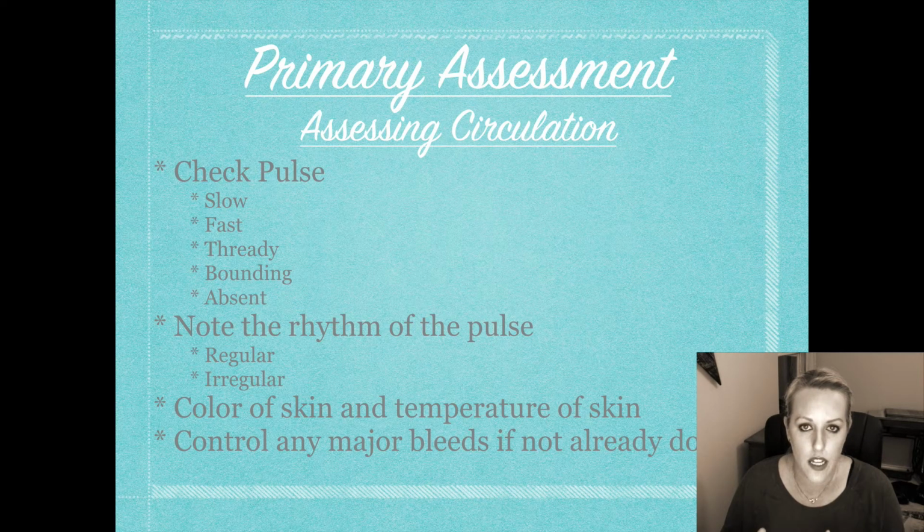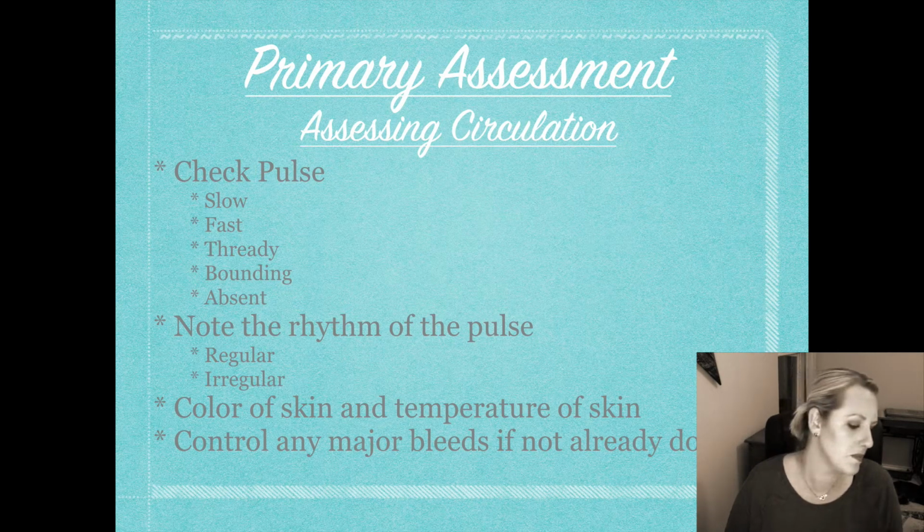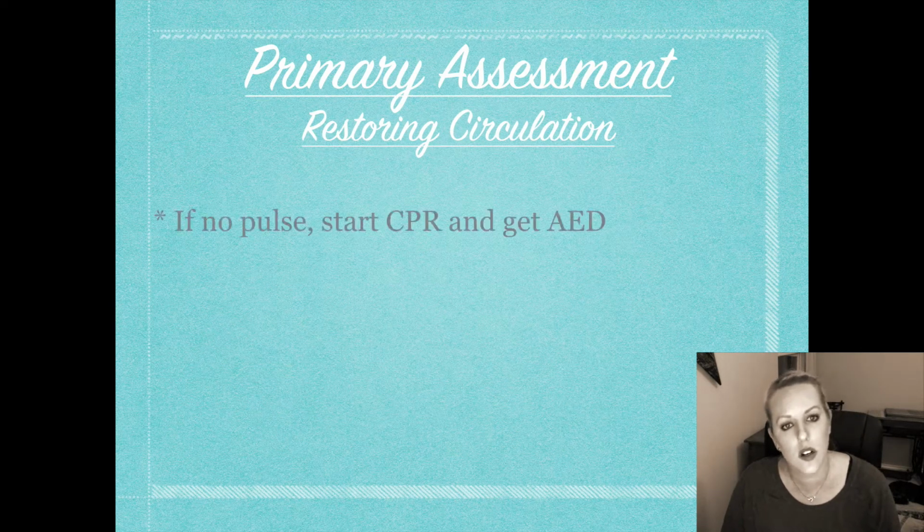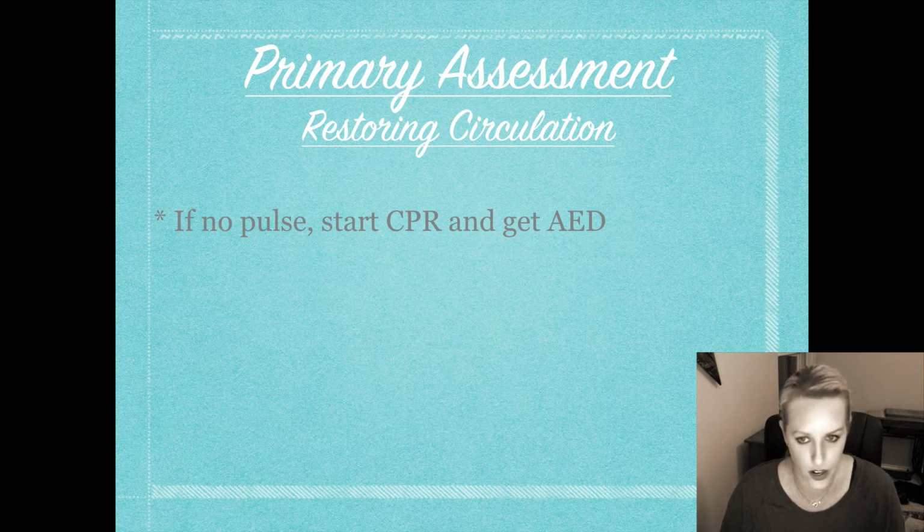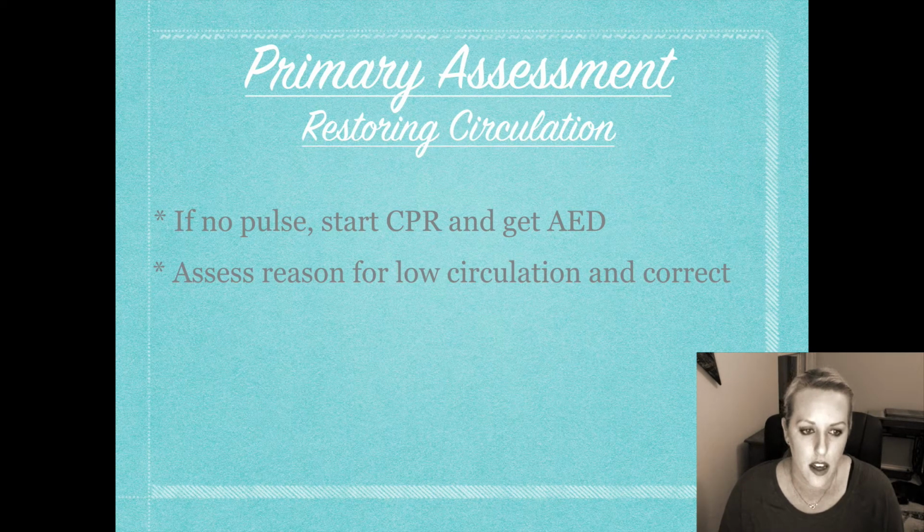One thing to note on the primary assessment, if you find anything wrong with their airway, their breathing, or their circulation, you want to correct that as soon as you find it. So any life threats that come during airway, breathing, or circulation, correct those as soon as you find them. So here, if we have not already done so, we need to control any of our major bleeds. Restoring circulation. If the patient doesn't have a pulse, start CPR, get your AED out. And then we need to assess the reason for low circulation and correct.